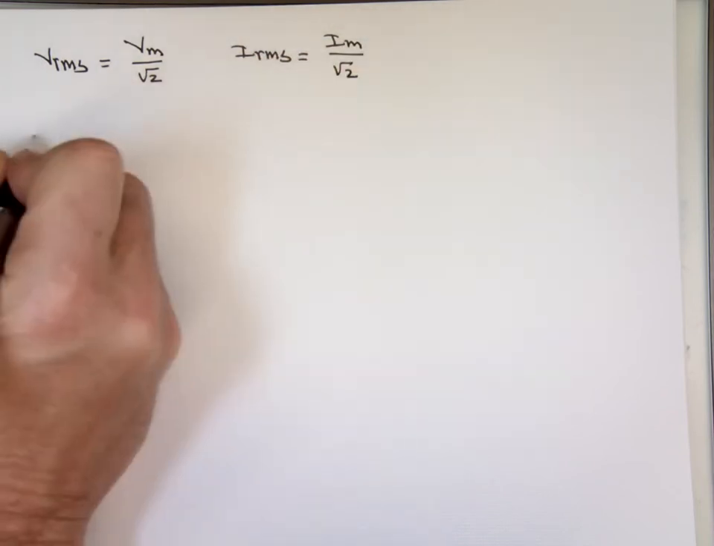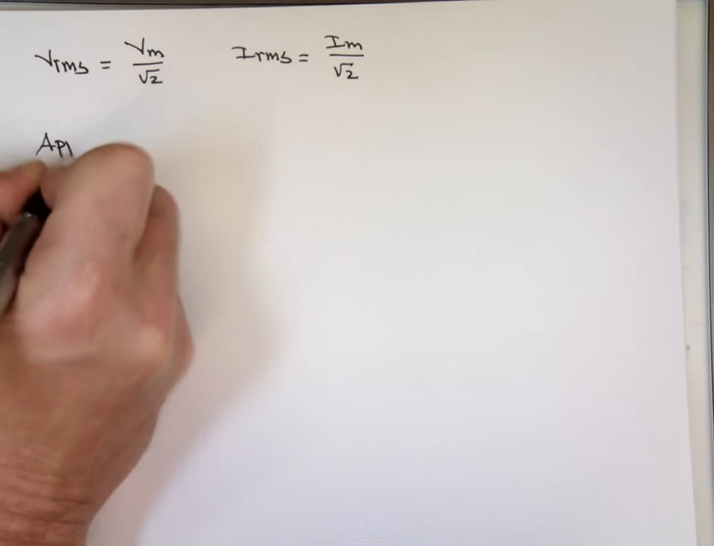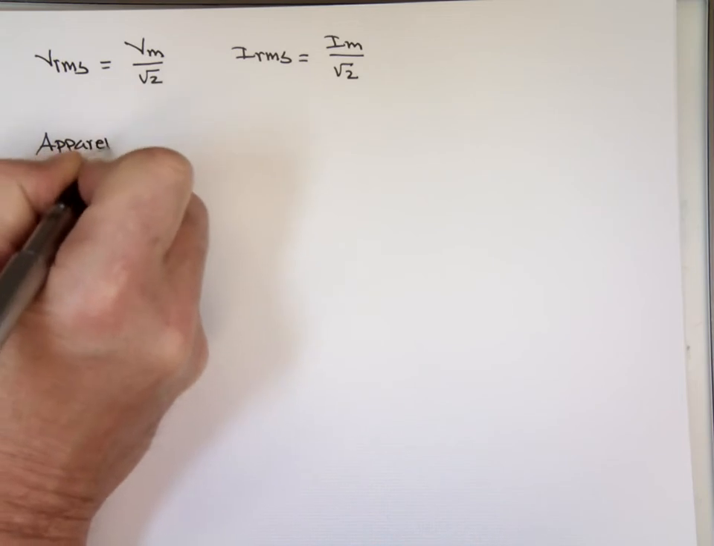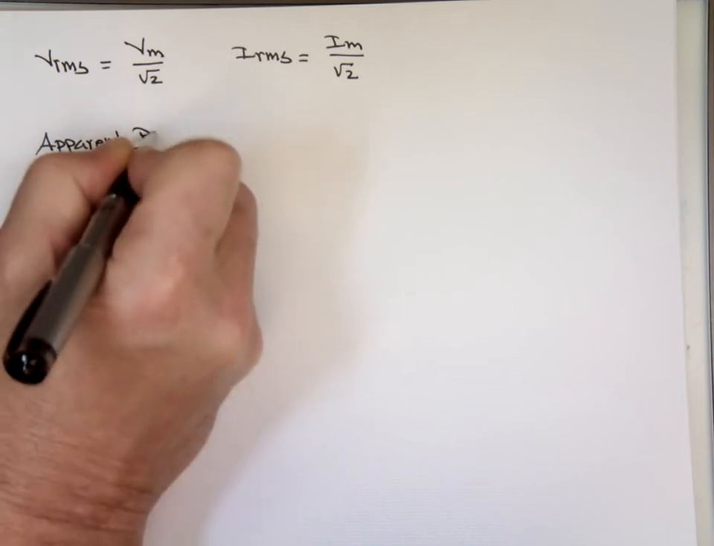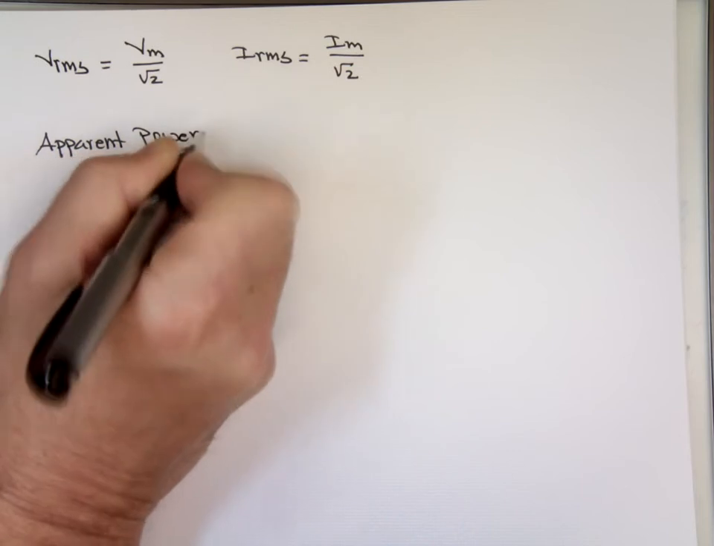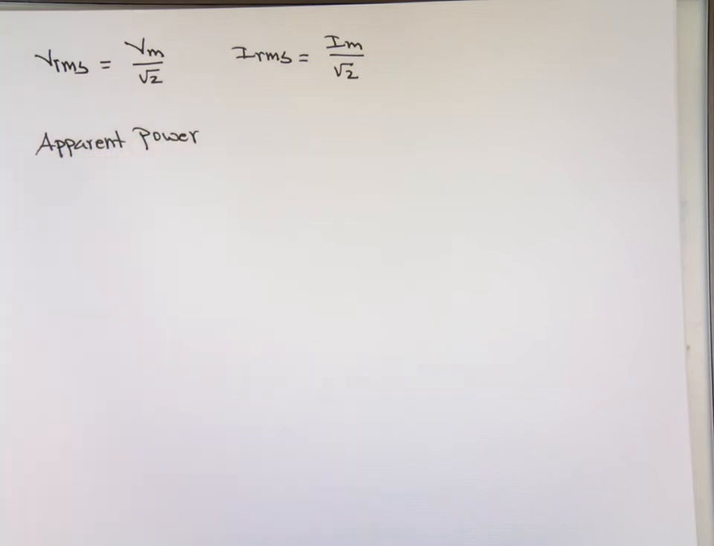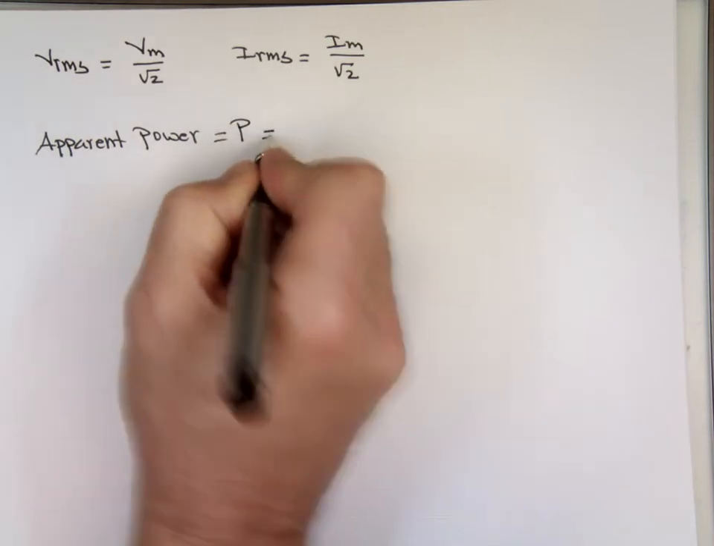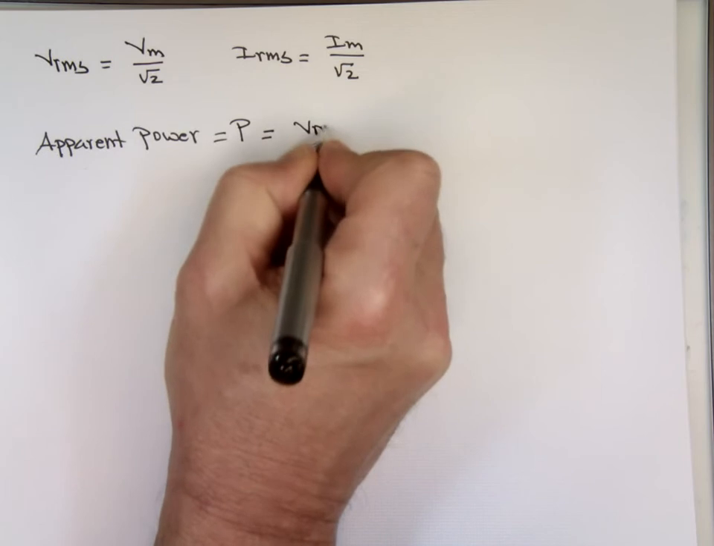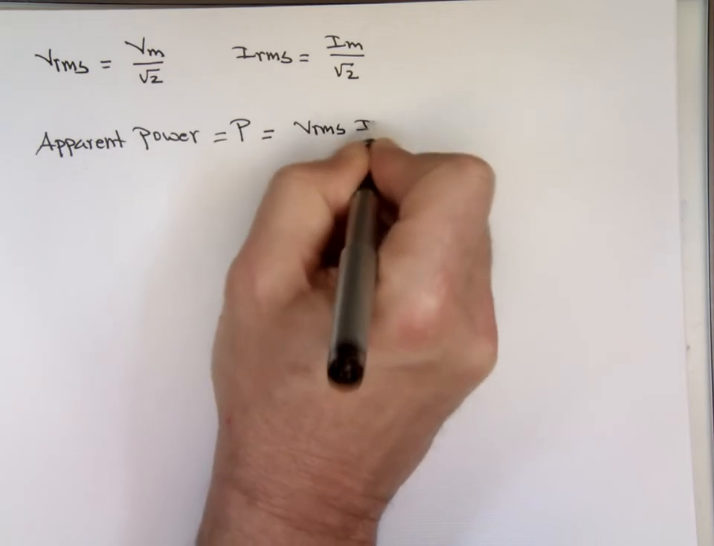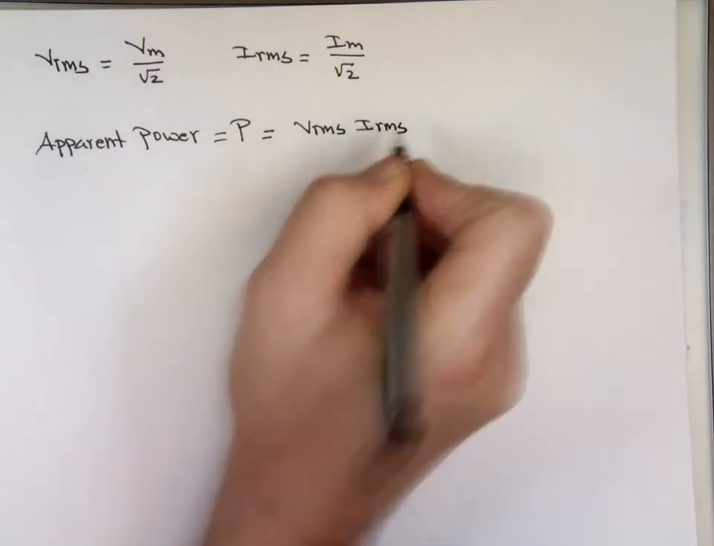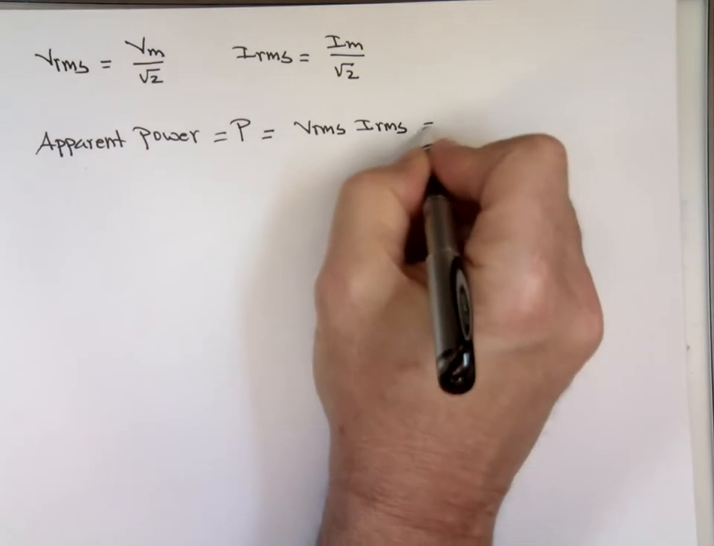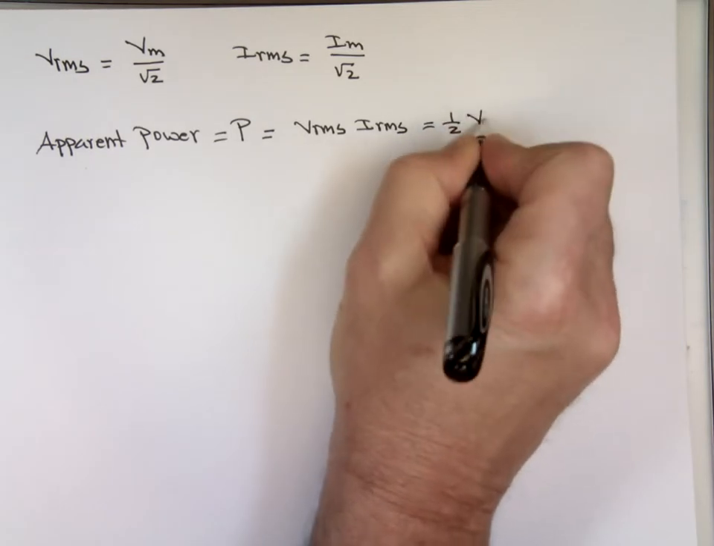So apparent power, I always write apparent power as uppercase P because my uppercase and lowercase p, they all look the same to me. So we'll call it P, and that's equal to VRMS times IRMS, if you have the RMS value. If you don't have the RMS value, then use 1/2 V max times I max.